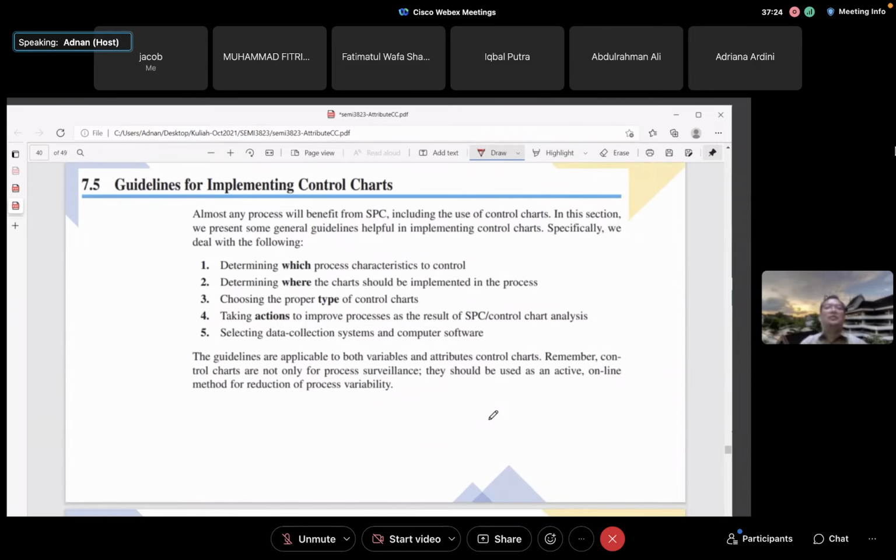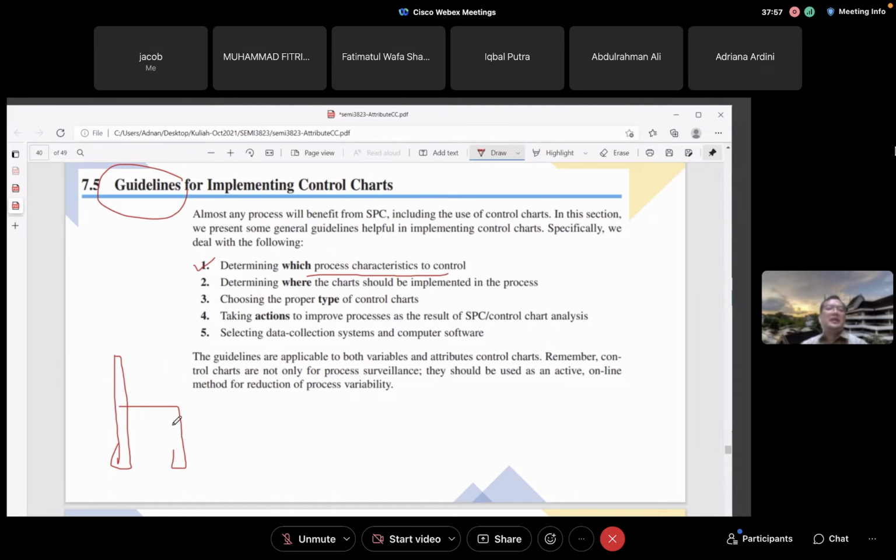So these are guidelines to implement control charting. What are the guidelines? First, you determine which process characteristic to control. We have to know actually what we want to control. It's not possible to monitor all aspects of the product. I gave you an example earlier, a chair. Why did I pick a chair? Because everybody knows chairs, very simple.